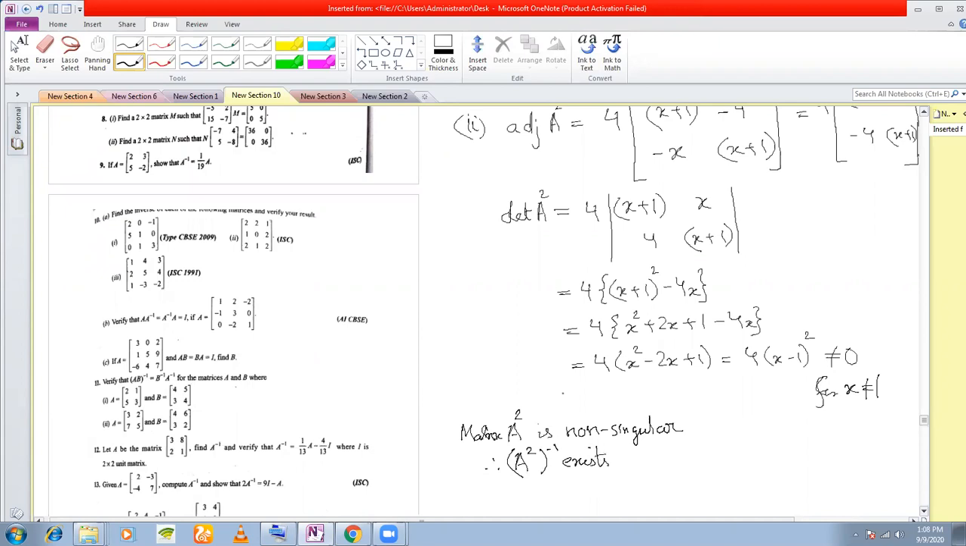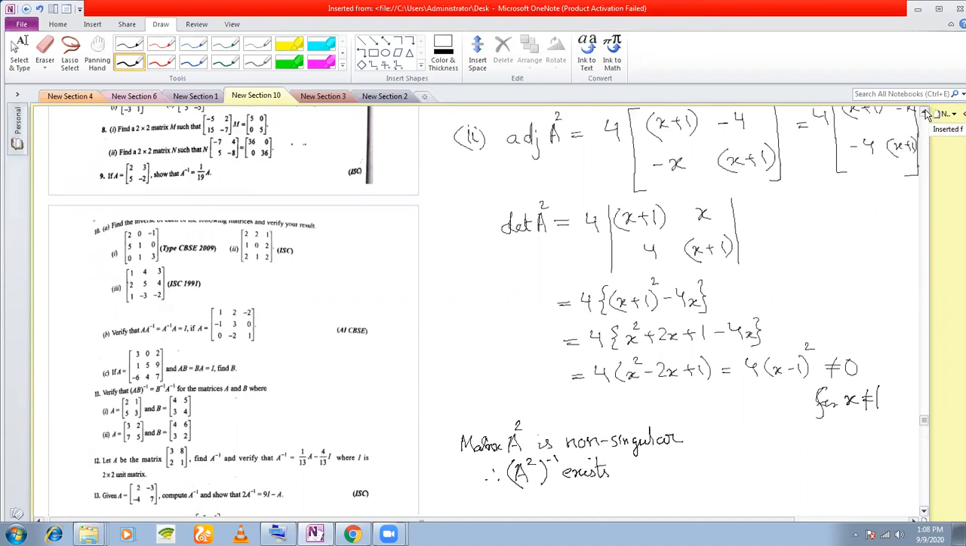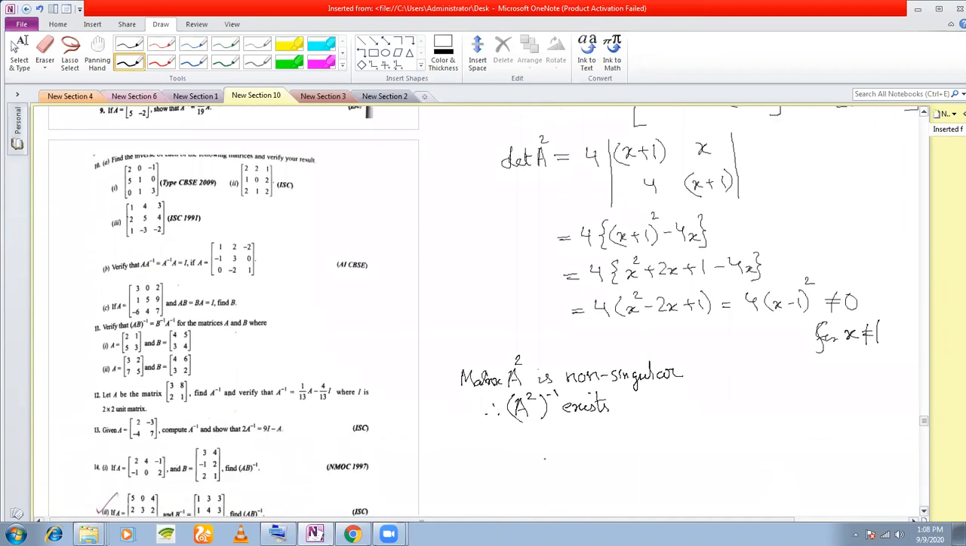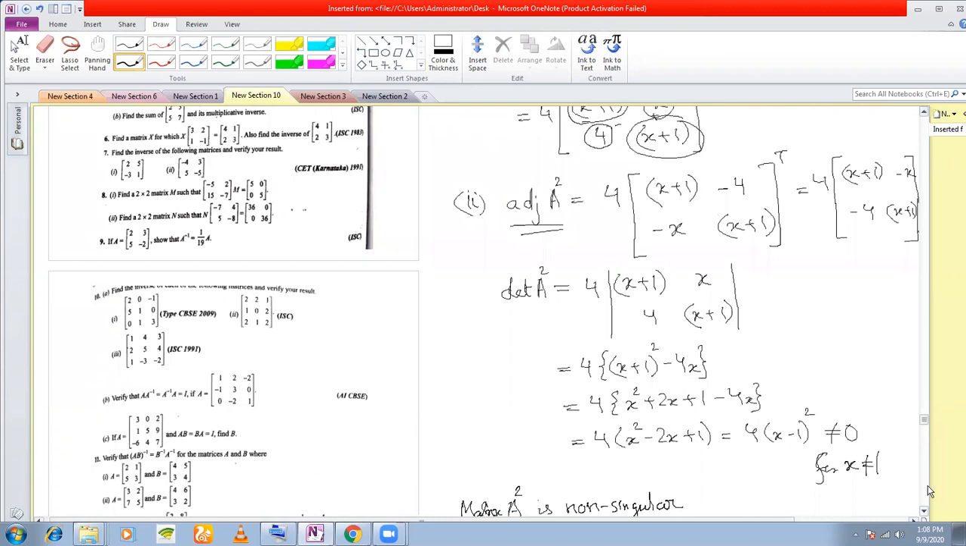I should have calculated the adjoint after this, but anyway, I've done it first. So I have the adjoint of A square. Therefore, what is A square inverse? A square inverse is equal to 1 by the determinant value of A square into the adjoint of A square. The determinant value of this is 1 by 4 times (x minus 1) whole square, isn't it? And the adjoint of A square is 4 times the matrix.